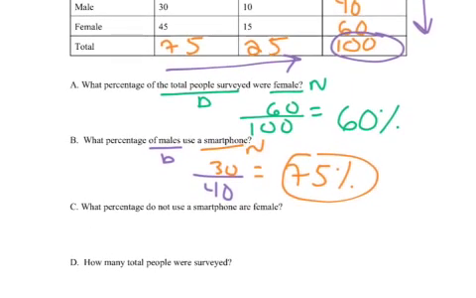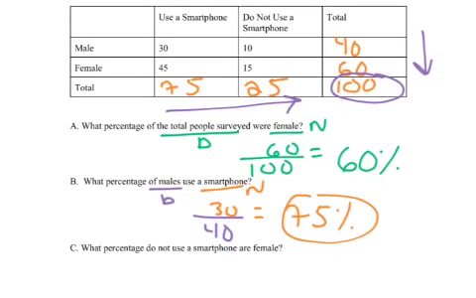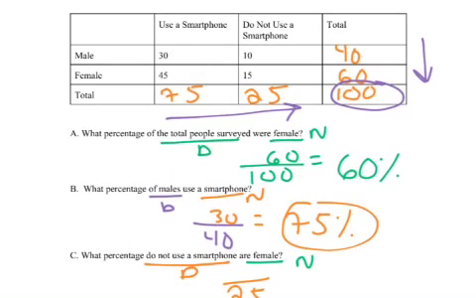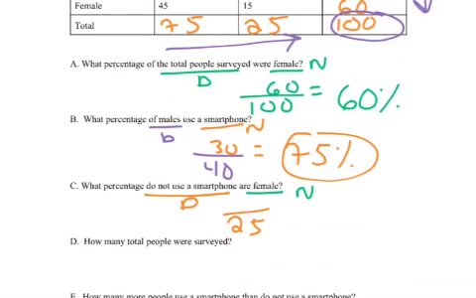What percentage that do not use a smartphone are female? So do not use a smartphone goes in my denominator. So the total people that do not use a smartphone is 25. The number of female people that do not use a smartphone, if you look at our table, do not use a smartphone and are female, are 15. So once again, if I divide 15 divided by 25, multiply it by 100, I would get 60%.